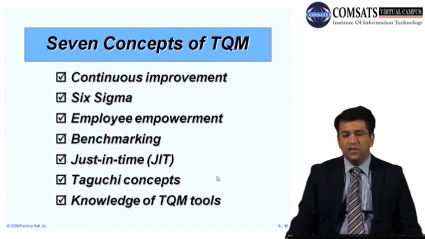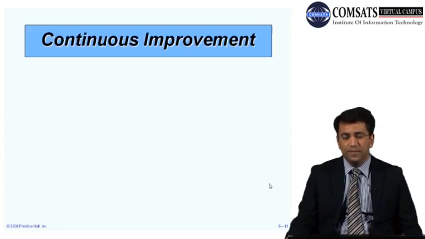Okay, let's talk about 7 very important concepts of TQM. That is continuous improvement, Six Sigma, employee empowerment, benchmarking, just in time, Taguchi concepts, and knowledge of TQM tools. Now what TQM tools? All of these TQM tools. Okay, let's discuss these important concepts of TQM one by one.